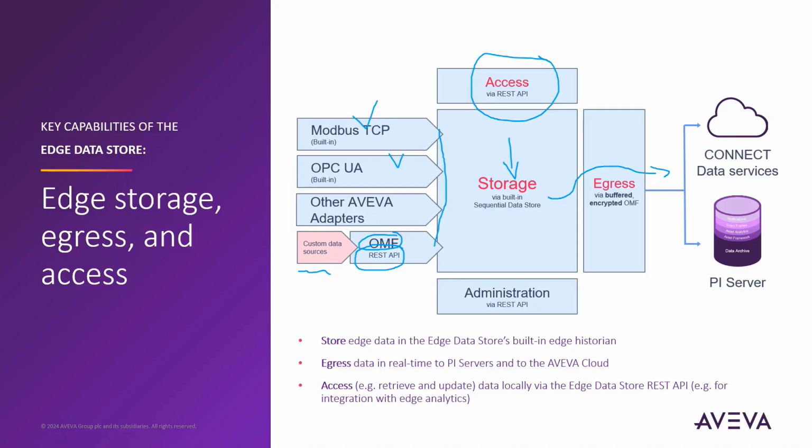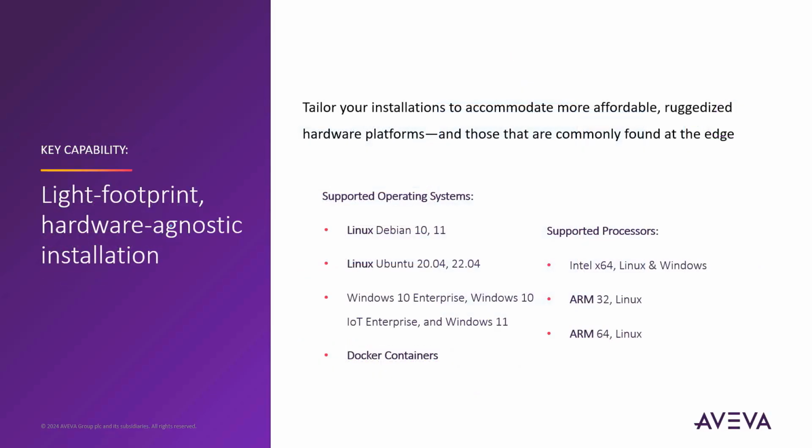I'm going to talk a little bit more about what's inside the Edge Data Store and how it can actually work, because there are some interesting differences between this and, say, traditional components as well. The Edge Data Store is supported on a wider variety of platforms and processors. We have installation kits available for Linux Debian 10 and 11. It can be supported on Ubuntu 20.04 and 22.04, Windows 10 Enterprise, 10 IoT Enterprise, Windows 11, and can even be installed and run within Docker containers.